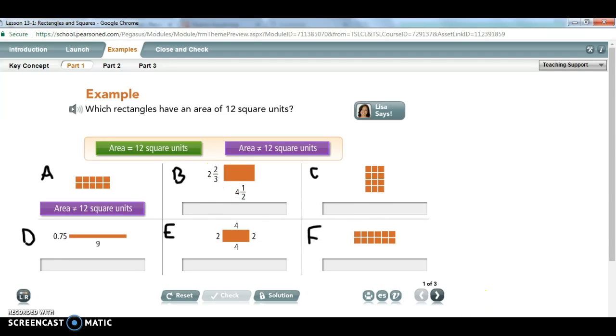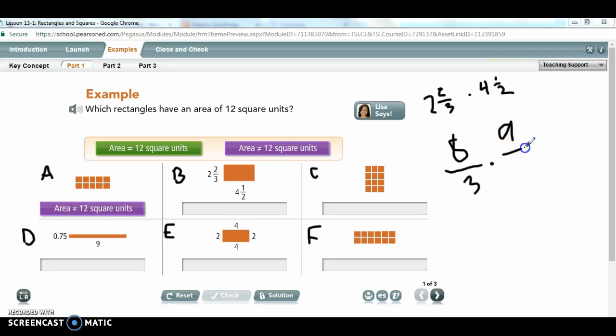When we have our fractions, that's a little bit more difficult, but we did learn how to multiply fractions. We have 2 and 2/3 times 4 1/2. What we have to do is make them into improper fractions. So 2 times 3 is 6 plus 2 is 8. So I have 8/3 times 4 times 2 is 8 plus 1 is 9, so 9/2.